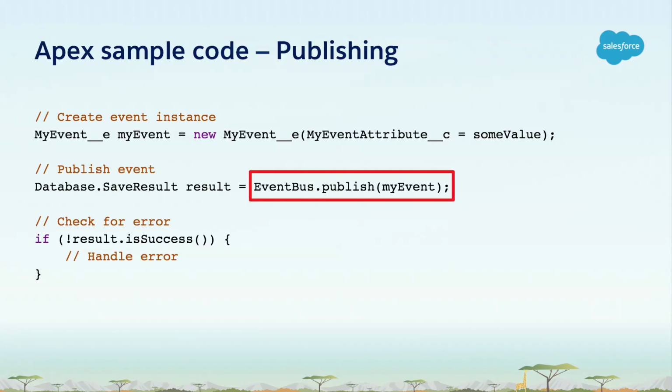When you publish a platform event, we're actually getting a database save result. We're actually not saving in the database, but we're using the same class that we use when we create a custom object. And then you can check with this database result if there is an error when you publish the message. The result.isSuccess does not mean that there were some subscribers to the message. I really want to make sure you understand that. It only means that the message was published to the bus. Maybe no one is listening for it. That's not the problem of the bus. The bus is just making sure that you get the message out.